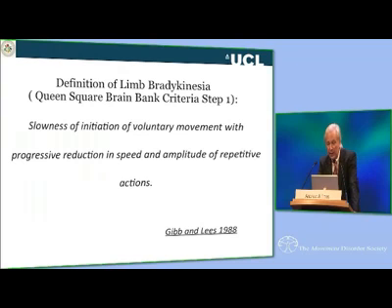Now, with Bill Gibb in the 1980s, we tried to bring together what is known about the pathology of Parkinson's disease and correlate it with the clinical pictures. And of course, the only sign that is present in every patient with Parkinson's disease is bradykinesia. And we defined bradykinesia in 1988 as a slowness of initiation of voluntary movement with a progressive reduction of speed and amplitude of repetitive actions. This is different from akinesia, although it's closely related, and akinesia is an inability to initiate movement.